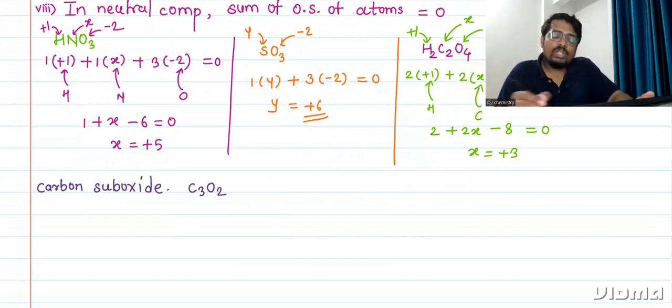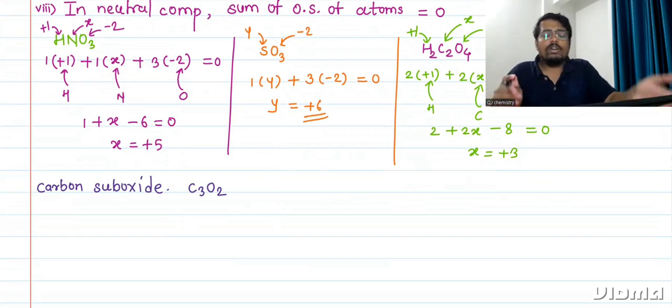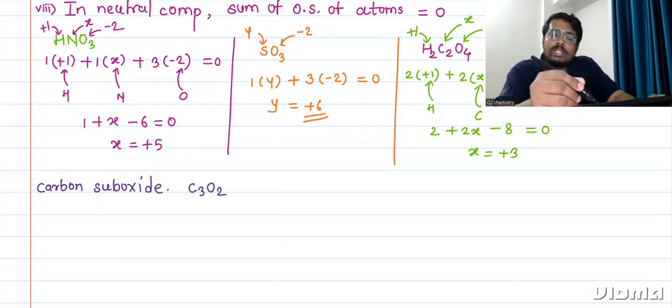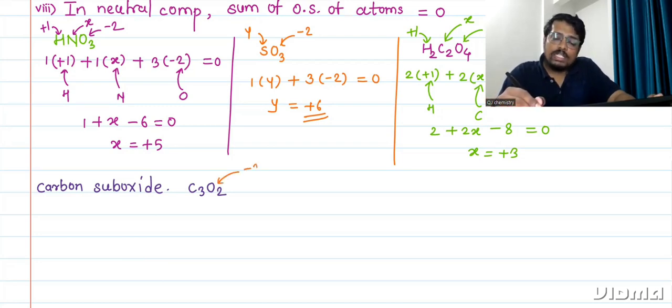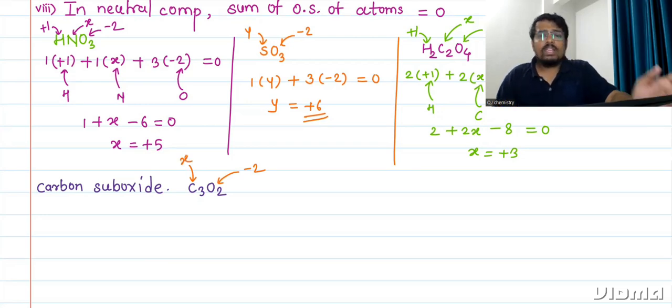We will look at the actual structure of this molecule. First, calculate the oxidation state of carbon; after that, we can also calculate it by using the structure. So let us first calculate the oxidation state of carbon from the given molecular formula. We know that the oxidation state of oxygen is -2, right? So substitute that, and let the carbon oxidation state be X.